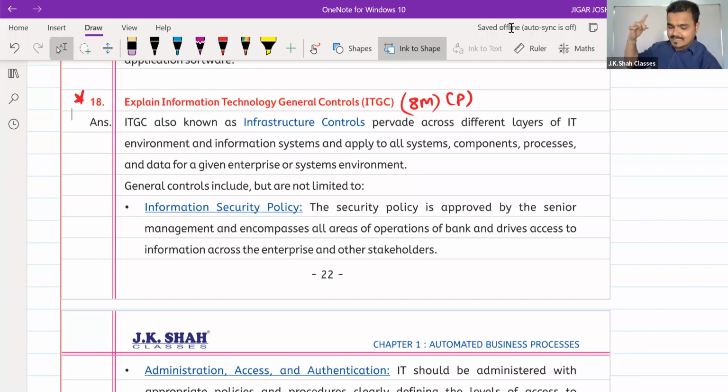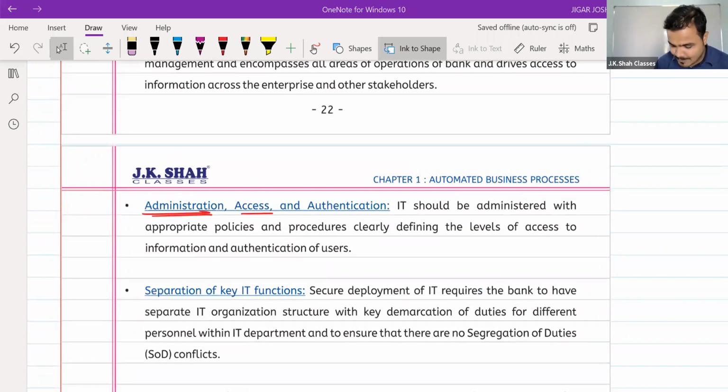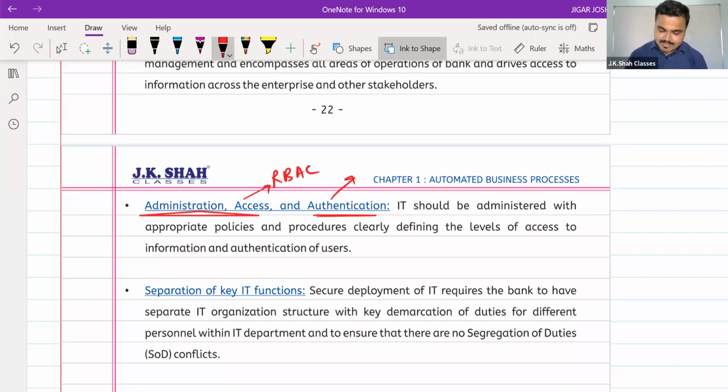Second most important is users will enter in your office, yes or no? So user authentication must be done. Their access right, what kind of access you want to give, must be defined. Also, their entire record has to be stored properly. So second is that there should be administration, access and authentication. First one, administration, keeping the record and everything. Second, access: RBAC, role-based access control. And authentication, by using PIN, password, biometrics, will verify whether the user is genuine or not.